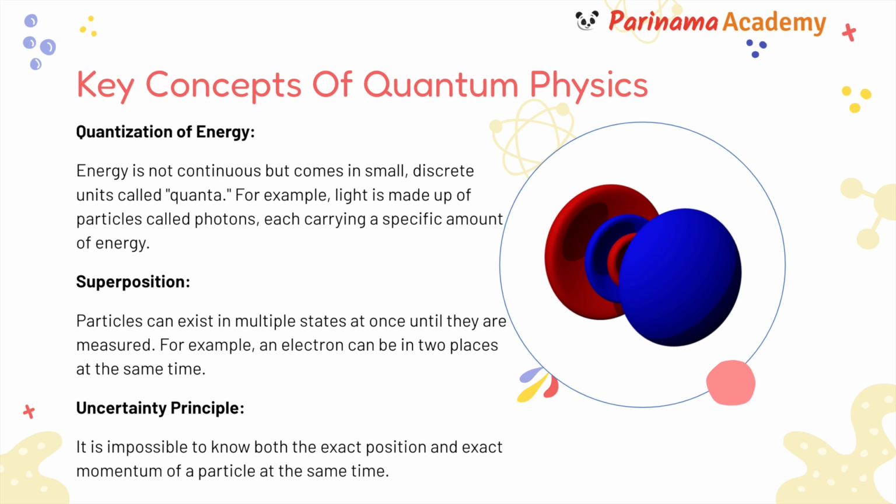Superposition. Particles can exist in multiple states at once until they are measured. For example, an electron can be in two places at the same time. Uncertainty principle. It is impossible to know both the exact position and the exact momentum of a particle at the same time.